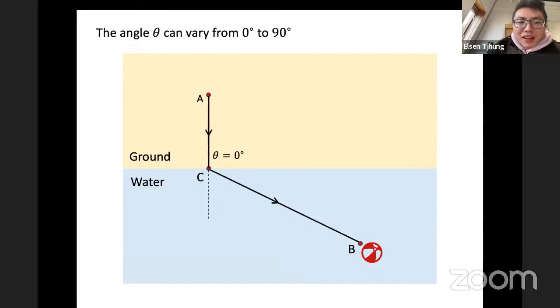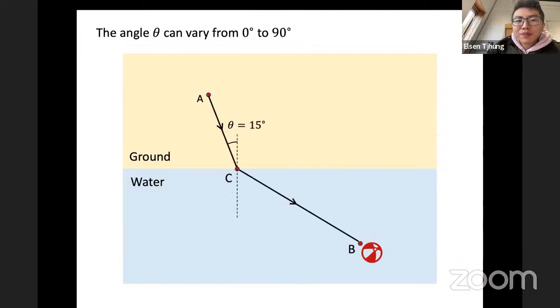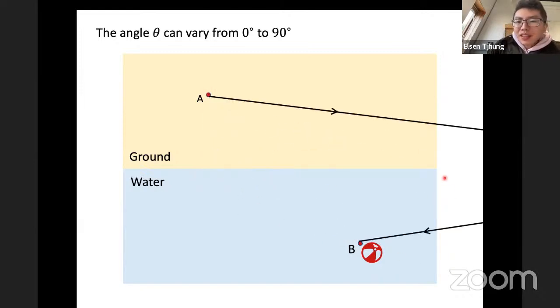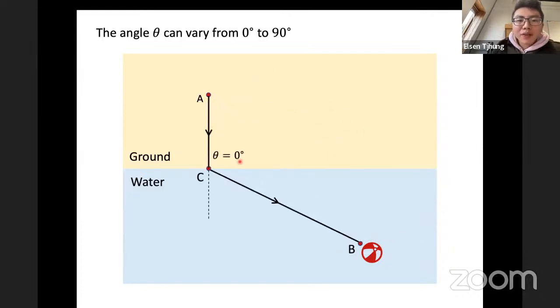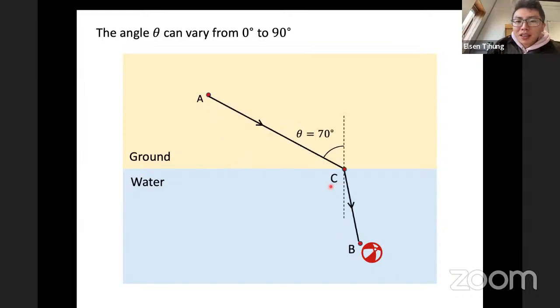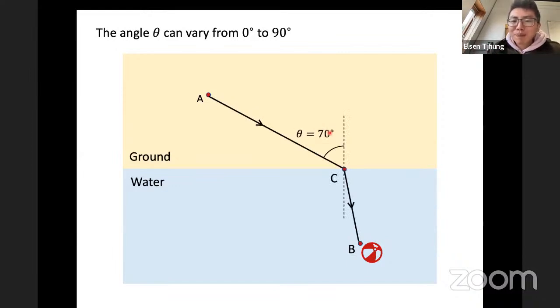So you have this angle theta. So basically the idea is you want to find the optimum angle theta such that the route ACB is the shortest time. And the angle theta can vary from 0 to 90 degrees. And C is this point. C is the point where you have to cross from running to swimming. So what happened to this point C when the angle theta goes to 90 degrees? Maybe if you have any idea, feel free to type on the live chat.